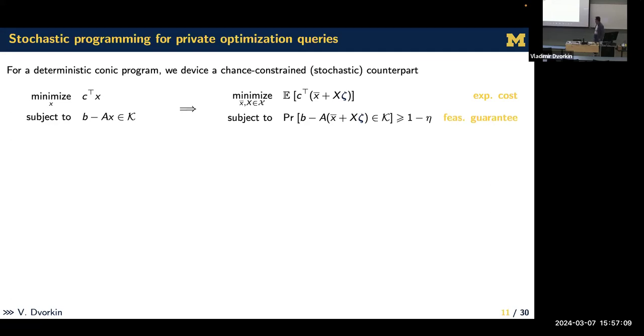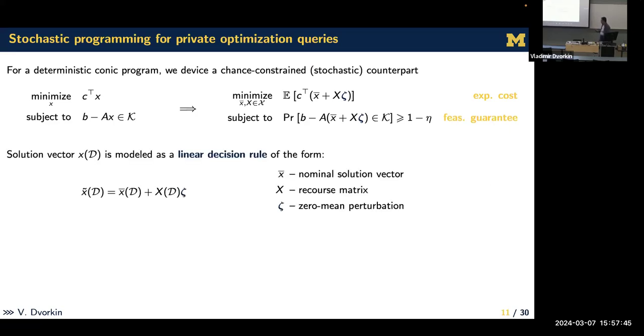It's constructed such that we minimize the expected cost subject to so-called chance constraints. And the chance constraints say that when we optimize this linear function of perturbation, for at least 1 minus eta percent of scenarios for random perturbation, your constraint must be satisfied. So it's basically imposing a feasibility guarantee for the optimal solution of this problem.